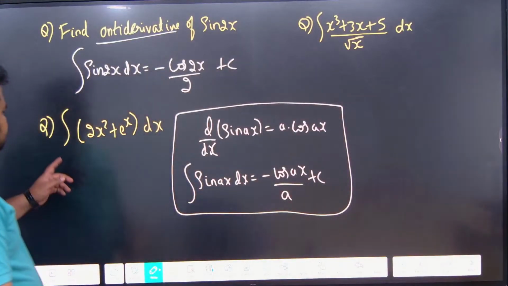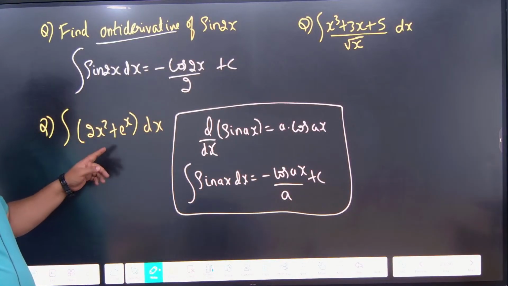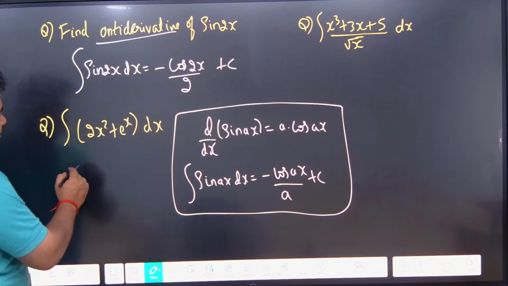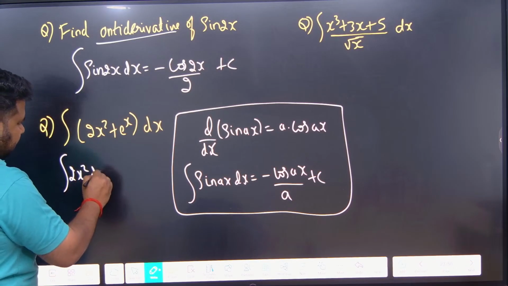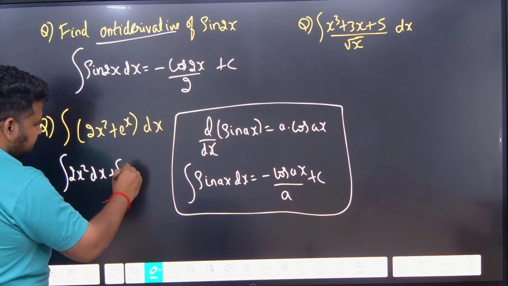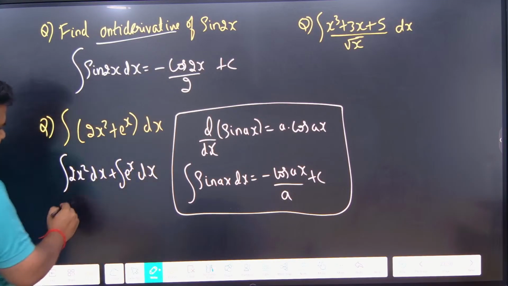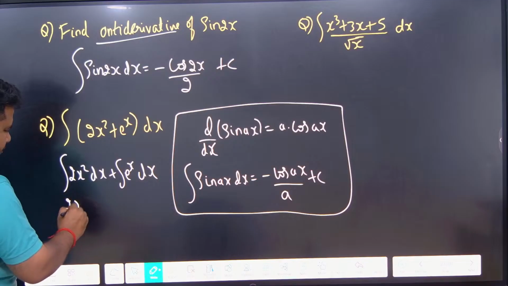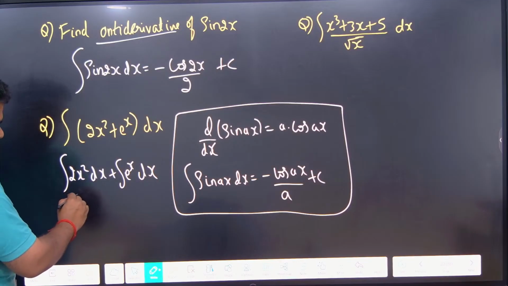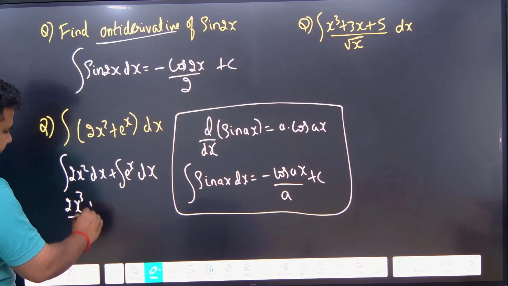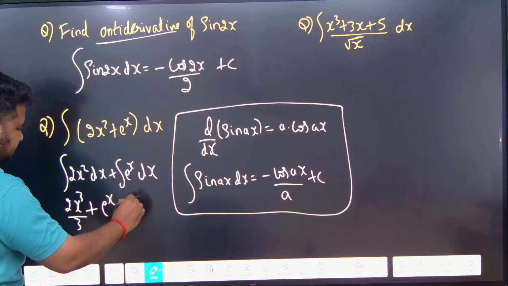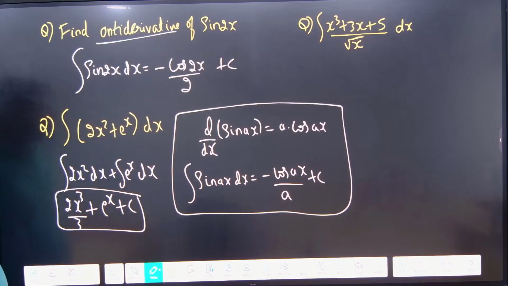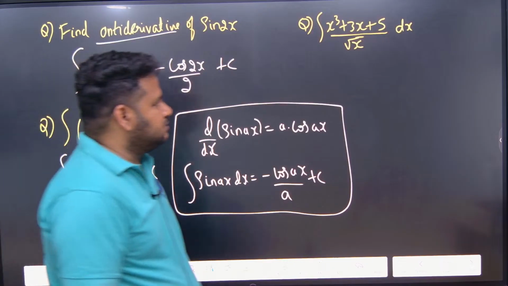Now look at this question. Integral of 2x square plus e power x dx. So what I can do with this question? I can write it as integral of 2x square dx plus integral of e power x dx. So 2x square dx is nothing but 2 into x to the power of 2 plus 1, that is 3, divided by 3. Plus integral of e power x is e power x only, e power x plus c. That's all. One step you will get the answer.